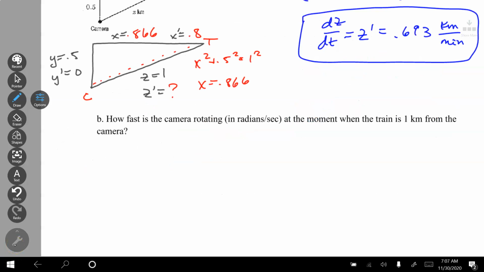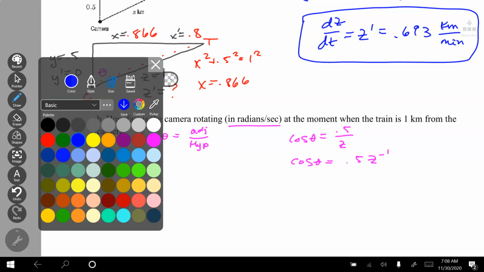So the next thing I want to figure out is how fast this camera is rotating. So I want to figure out how fast that angle is changing. Well, I'm going to use cosine of theta is equal to adjacent over hypotenuse. And the reason I'm doing that is because this adjacent side here, y, is a constant. So at the moment, I have cosine of theta is equal to 0.5, and the hypotenuse is z, or cosine of theta is equal to 0.5 z to the negative 1.